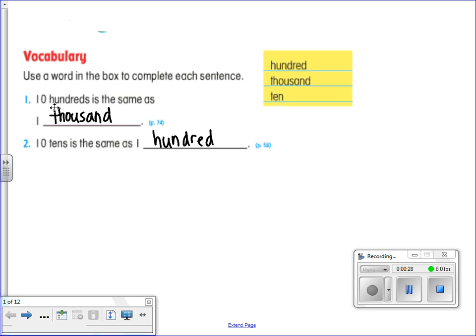Remember, you could always draw a quick picture. So 10 tens. There we have 10 tens, and we can count them: 10, 20, 30, 40, 50, 60, 70, 80, 90, 100.